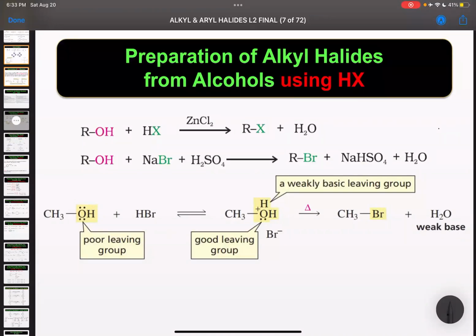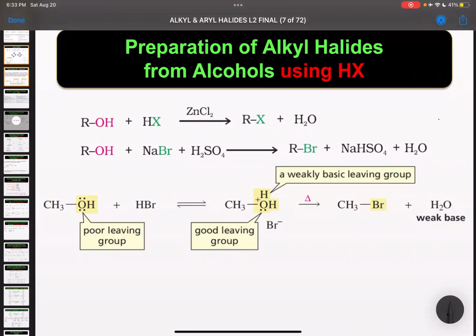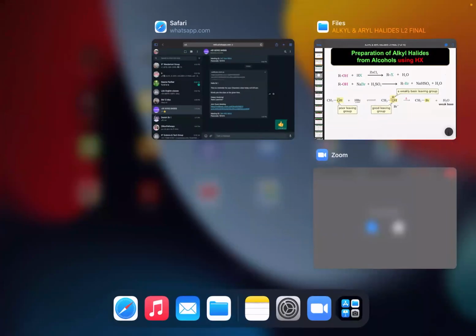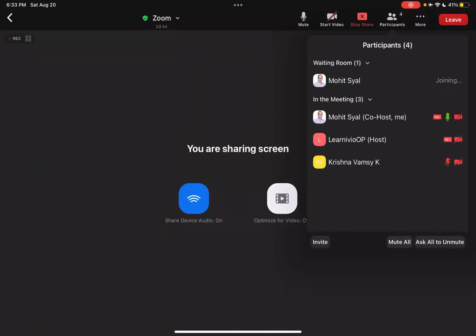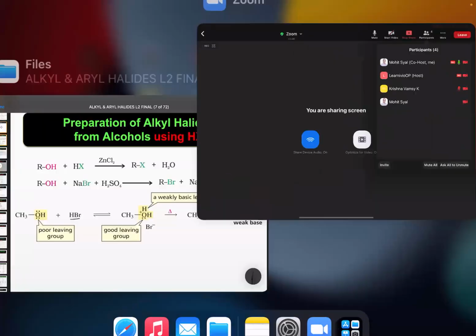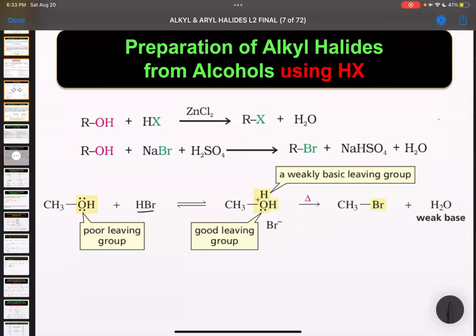Right. Okay. So you can see over here that HBr is required, and NaBr is not required. HBr actually gives H plus, and H plus gets attached to the lone pair. The lone pair gets protonated, and it becomes OH2 plus.